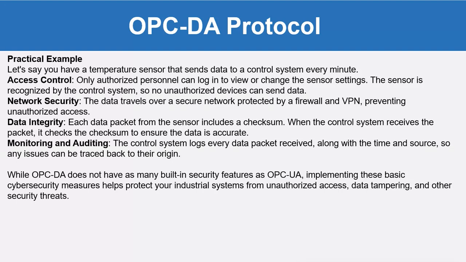Access control means only authorized personnel can log in to view or change the sensor settings. The sensor is recognized by the control system, so no unauthorized devices can send data. Network security means the data travels over a secure network protected by a firewall and a VPN, preventing unauthorized access. Data integrity means each data packet from the sensor includes a checksum. When the control system receives the packet, it checks the checksum to ensure the data is accurate. Monitoring and auditing: the control system logs every data packet received along with the time and source, so any issues can be traced back to their origin.